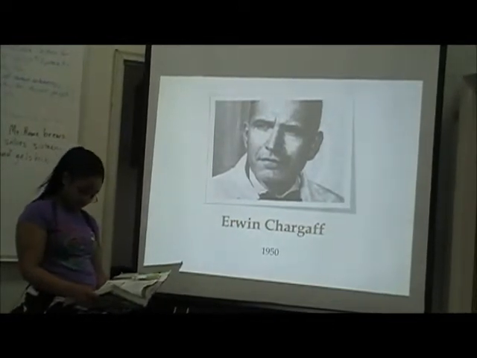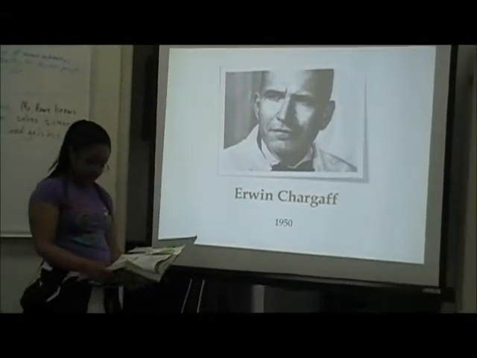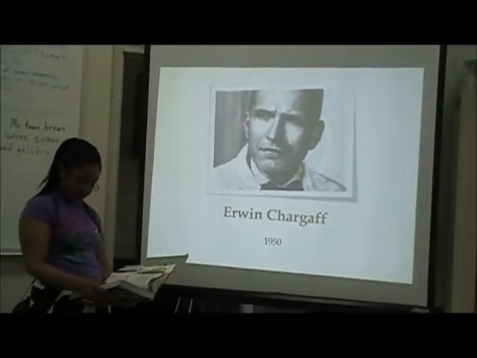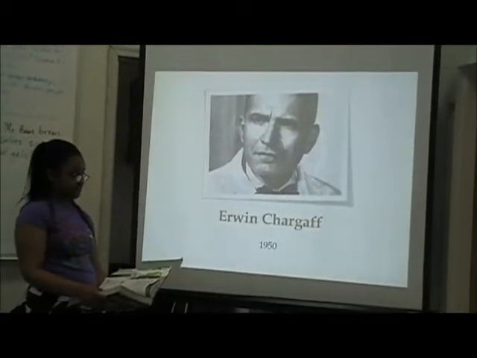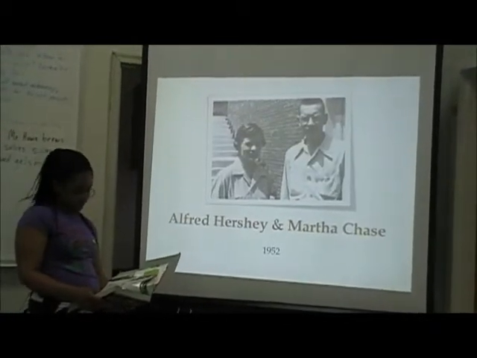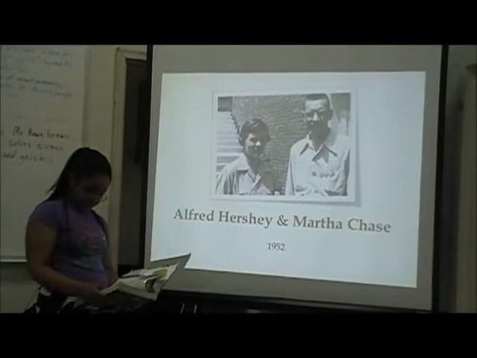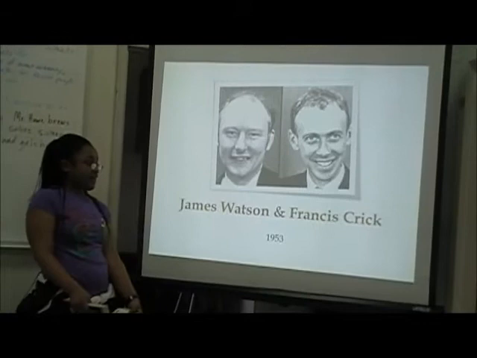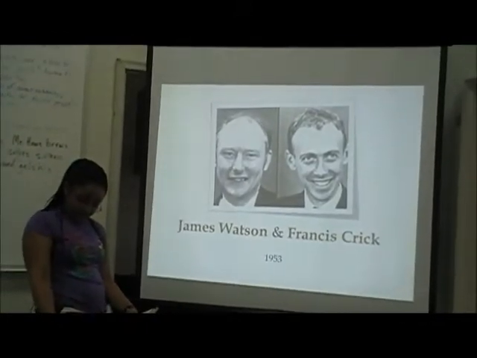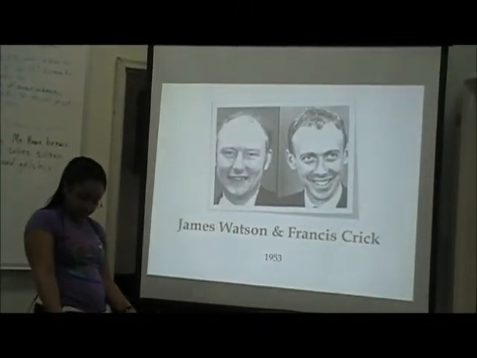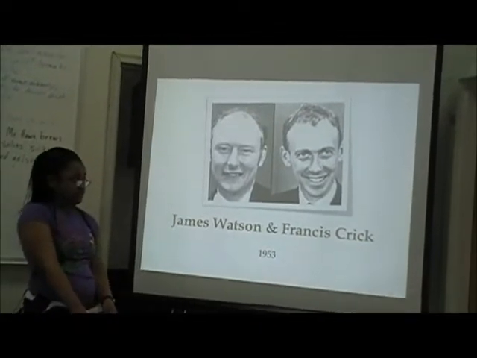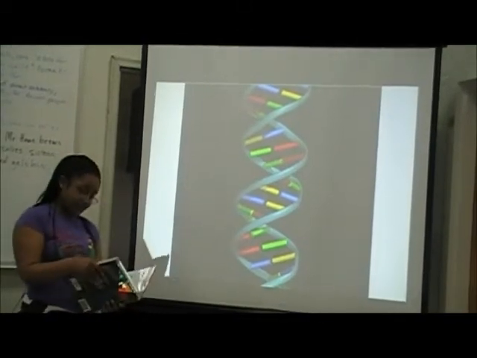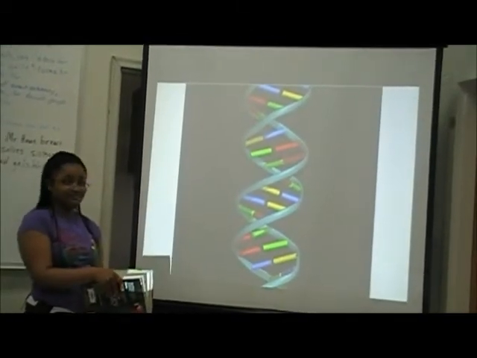Erwin Chargaff analyzed the base composition of DNA in cells. He discovered that the amounts of adenine and thymine are almost always equal, as are the amounts of guanine and cytosine. Alfred Hershey and Martha Chase confirmed that the genetic material of viruses is DNA, not protein. James Watson and Francis Crick published their model of the DNA double helix. The model was made possible by Franklin's work. This is an example of the model of DNA that Francis Crick and James Watson made.